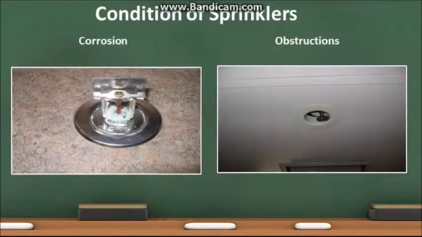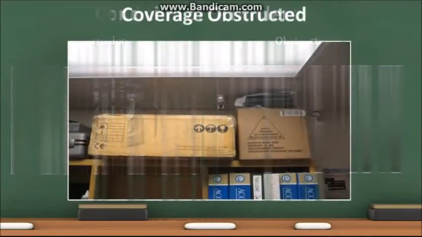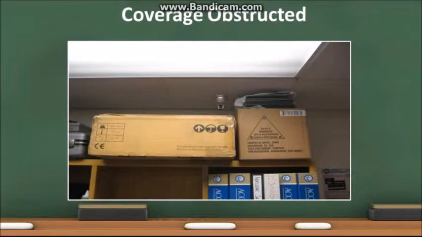The sprinkler head in the photo on the left is corroded, and this will cause it to malfunction. The bent and obstructed sprinkler head on the right will not protect the area being covered. Storage is not permitted within 18 inches below the level of the sprinkler head deflector. The storage around the sprinkler head will disrupt the spray pattern and cause the system to not function as designed.